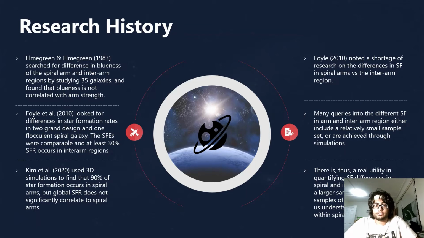Foyle et al. interestingly also noted a shortage of research on the differences in star formation in spiral arms versus the interarm region, and many queries into the different star formation in interarm regions have historically either included a very small sample of galaxies, or they are achieved through simulations such as in Kim et al. 2020. And thus this leaves a large space and a really potential utility of asking these questions with large-scale all-sky surveys.